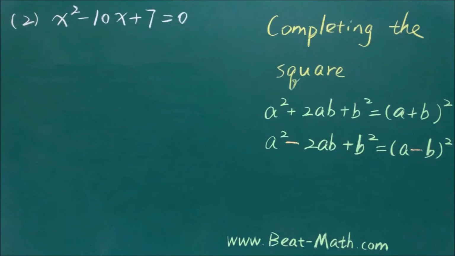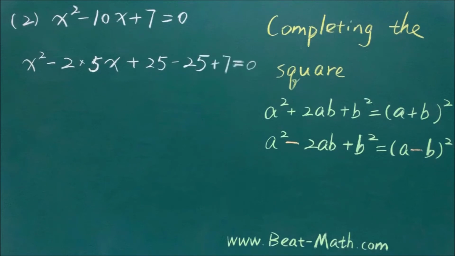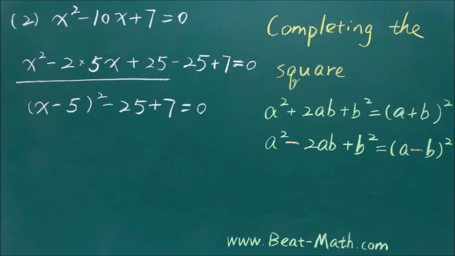x squared minus 10x plus 7 equals 0. Here, half of 10 is 5. 5 squared is 25. So we add and subtract 25 on the left side of the equation and get x squared minus 10x plus 25 minus 25 plus 7 equals 0. x squared minus 10x plus 25 is the square of x minus 5. So the equation turns into (x minus 5) squared minus 25 plus 7 equals 0.